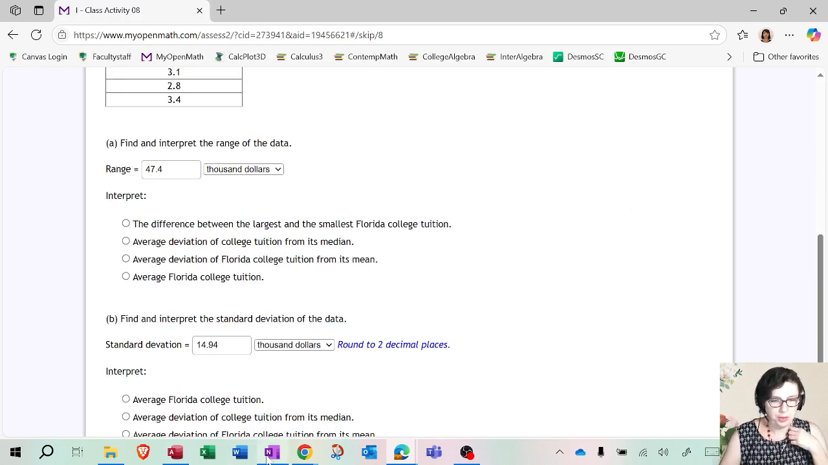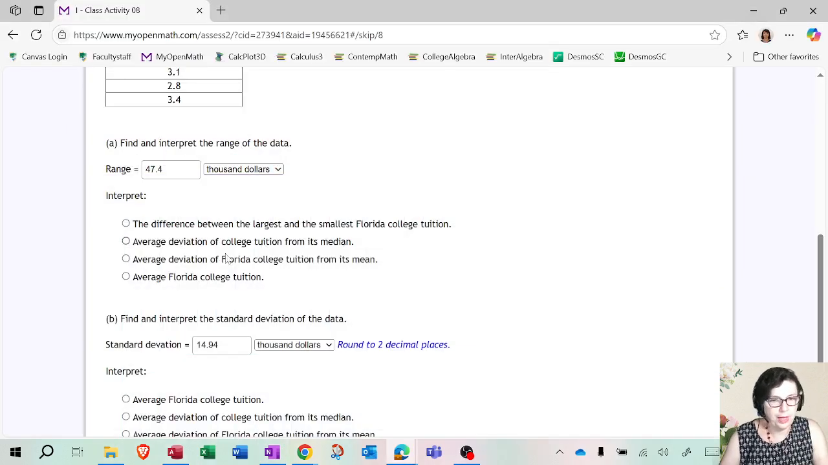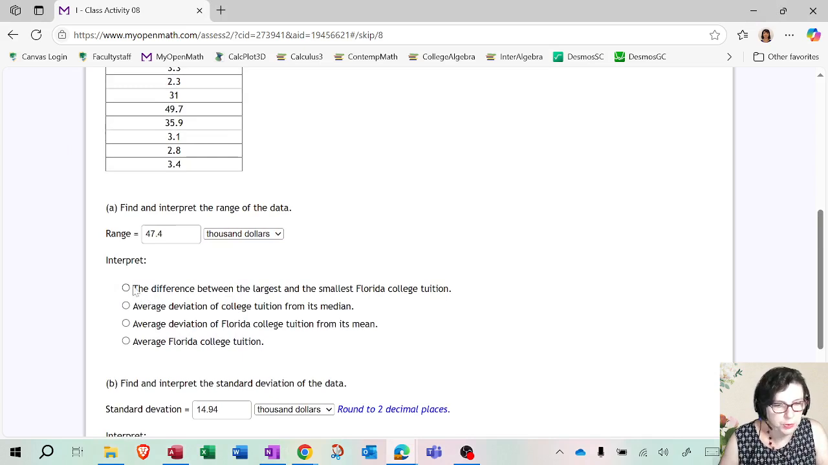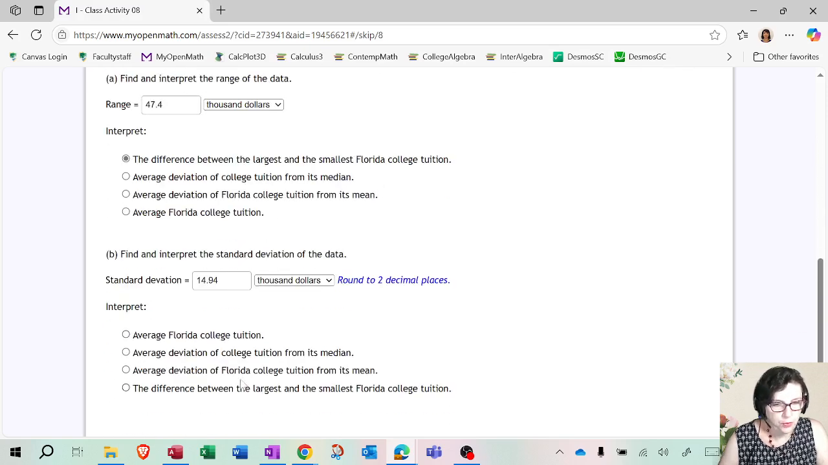Okay, now in terms of interpretation, the range is interpreted as the difference between the largest and the smallest value in the data, and standard deviation is interpreted as the average spread or deviation of the data from the mean. So with that said, which one says the difference between the largest and the smallest? That would be this one right here. And by the way, this is colleges in Florida. And then over here for the standard deviation, it should say average deviation of the data from the mean. So that would be this one right here.